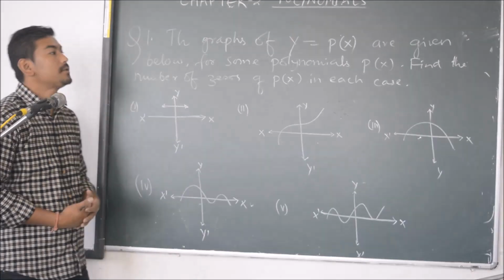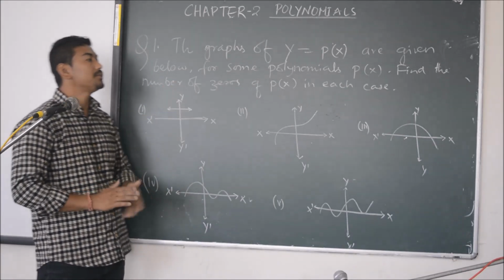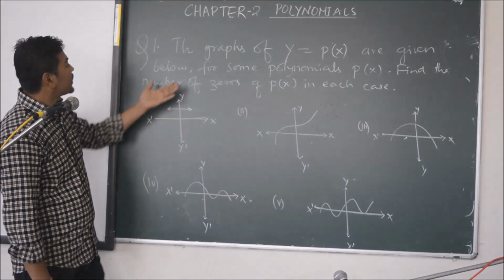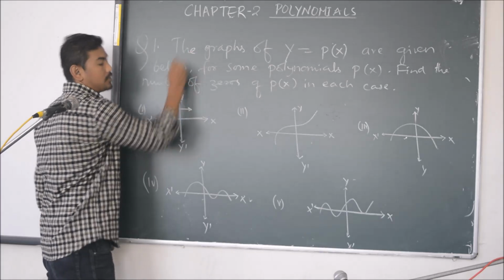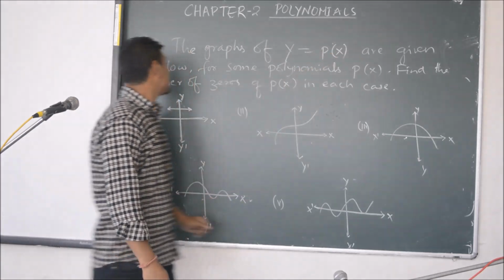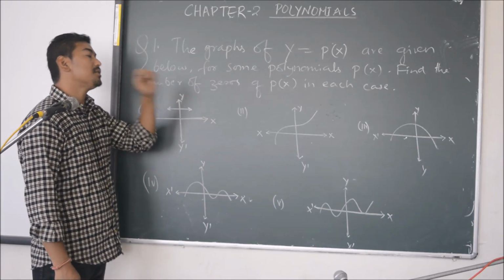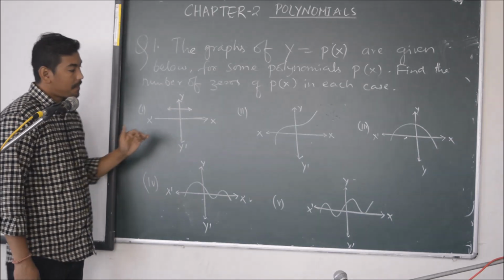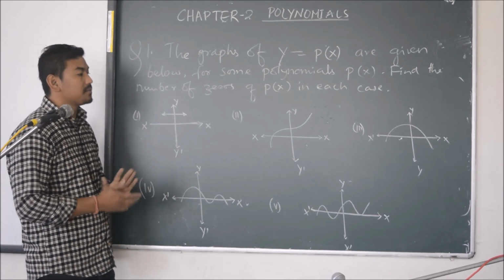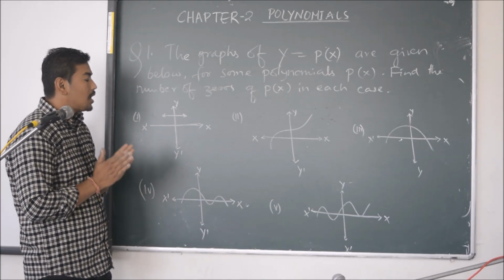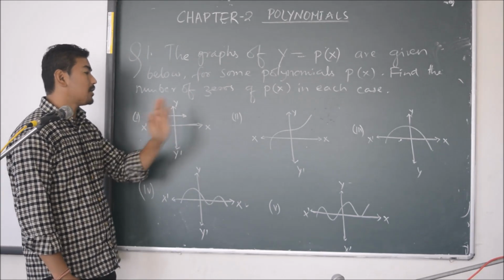Okay, let's do some questions. This is the first type of question in your book in this chapter. The question is like this. The graphs of y equals p of x are given below, for some polynomials p of x. Find the number of zeros of p of x in each case. So you are given the graphs of different polynomials, and you need to find how many zeros these polynomials have in each graph.